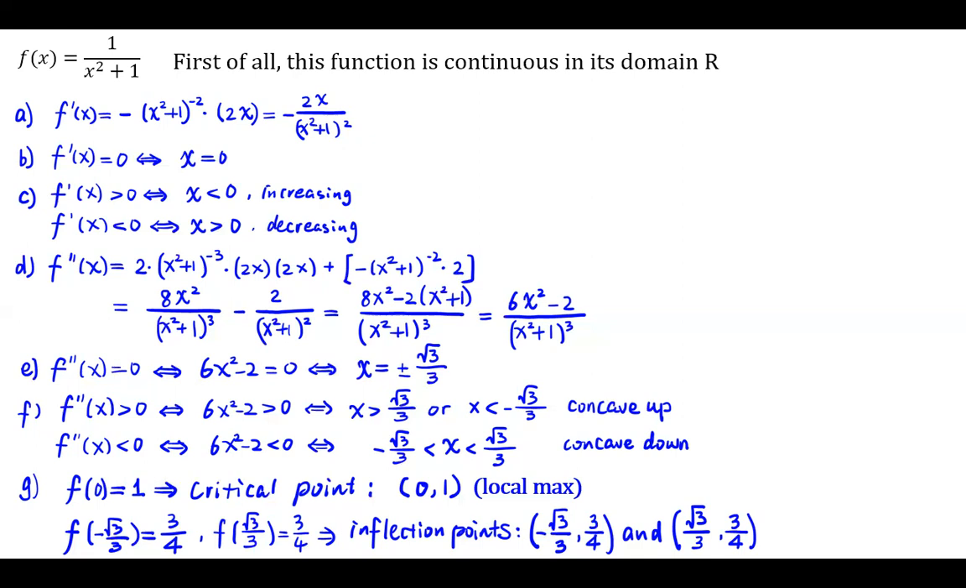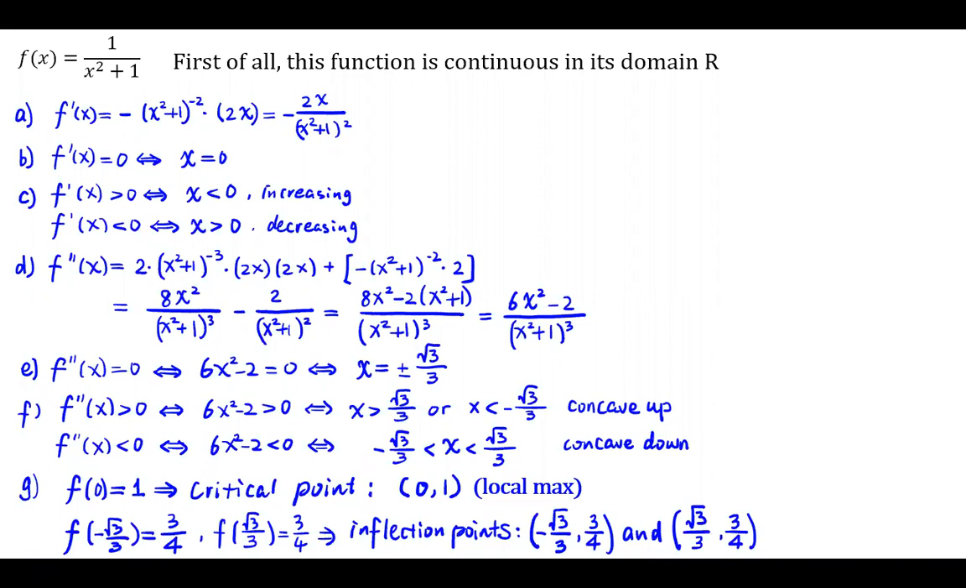Okay, next, we need to find any point that makes the derivative of this function either equal 0 or not exist. Apparently, no such x can make the first derivative not exist. The point that makes the first derivative be 0 is x equals 0, right? If you let the first derivative be 0, you can solve. Actually, there is only one solution, which is x equals 0.